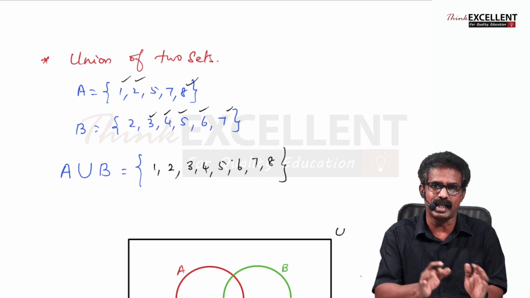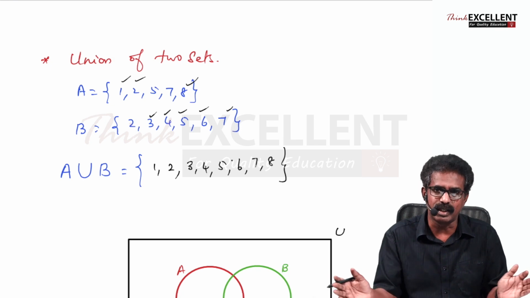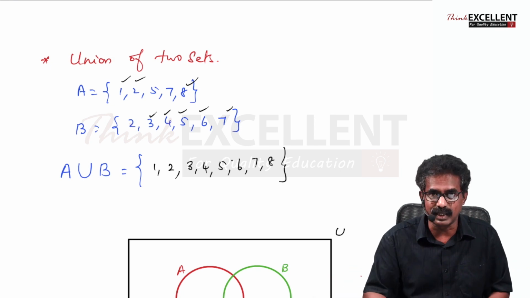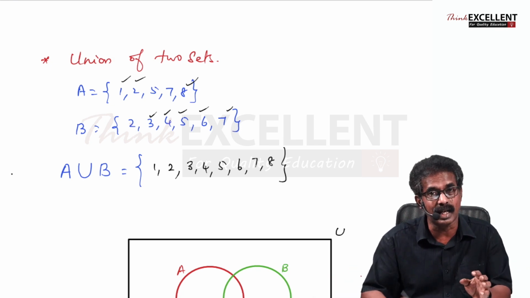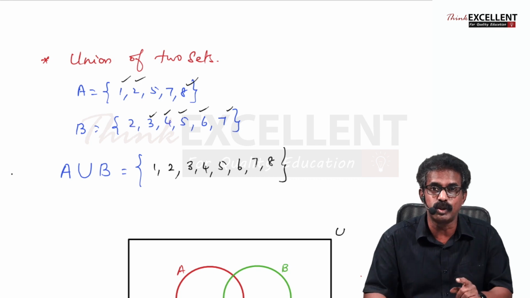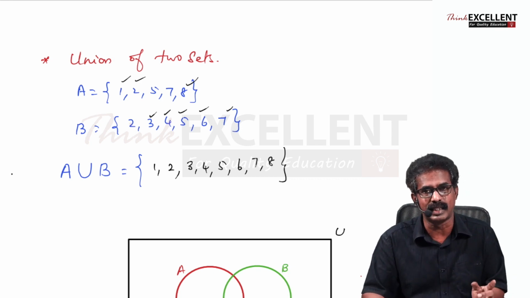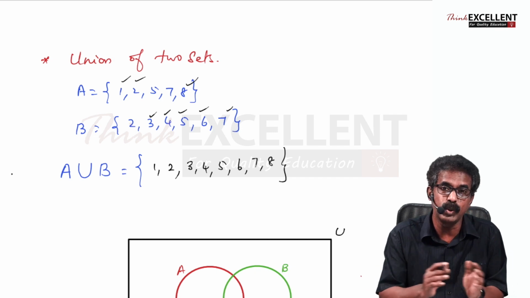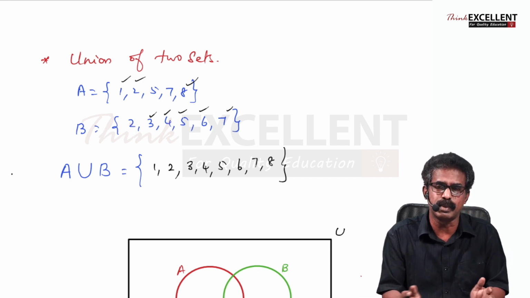Very simple, right? A and B, two sets given. Write every element without repetition. That is A union B. What is A dash? Elements not in A, but in the universal set. A dash is A complement. A union B, you write all the elements from A and B.